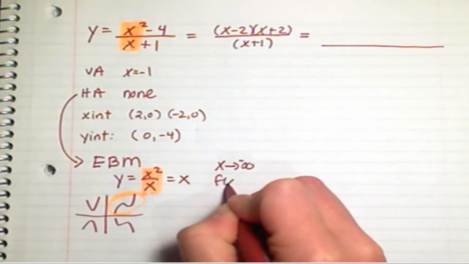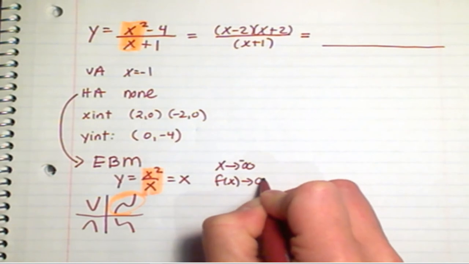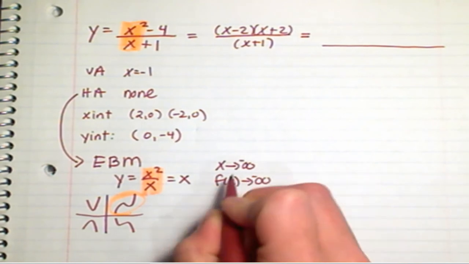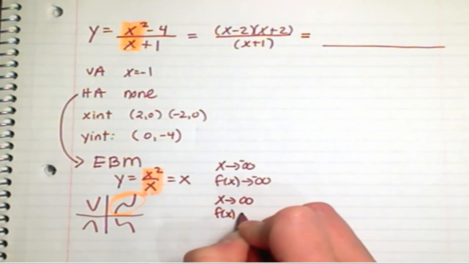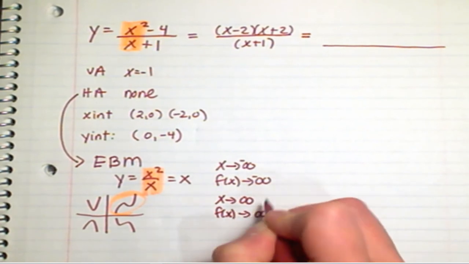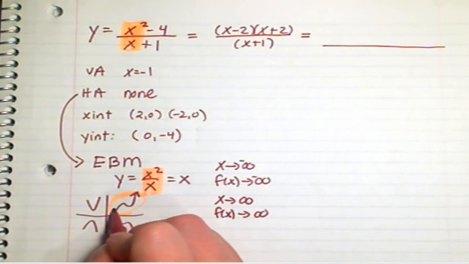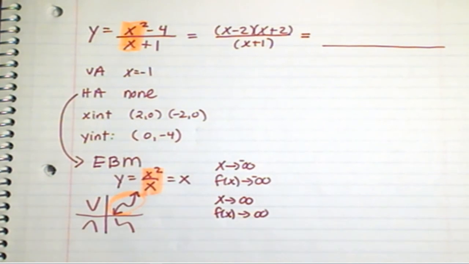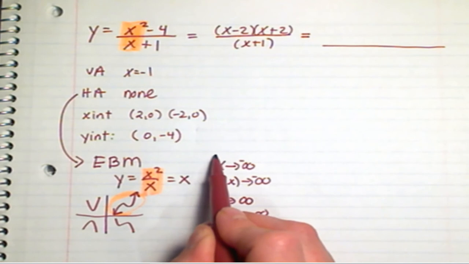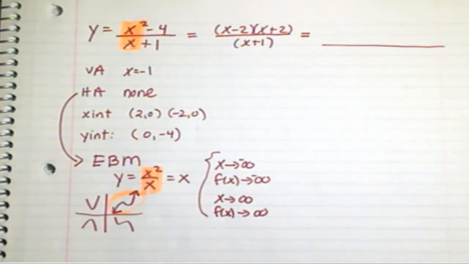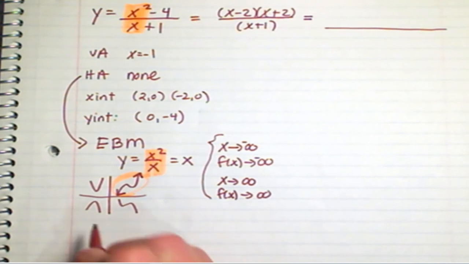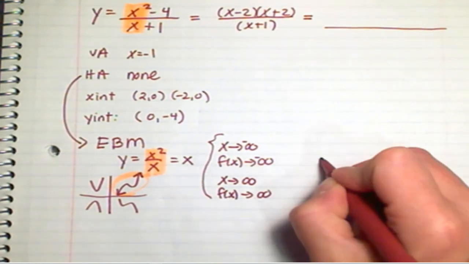x goes to -infinity, f of x goes to -infinity. x goes to +infinity, f of x goes to +infinity. So that's top right and bottom left. Okay, this is the end behavior model. So let's go one more step. It's not a horizontal asymptote. It's actually a slant asymptote.